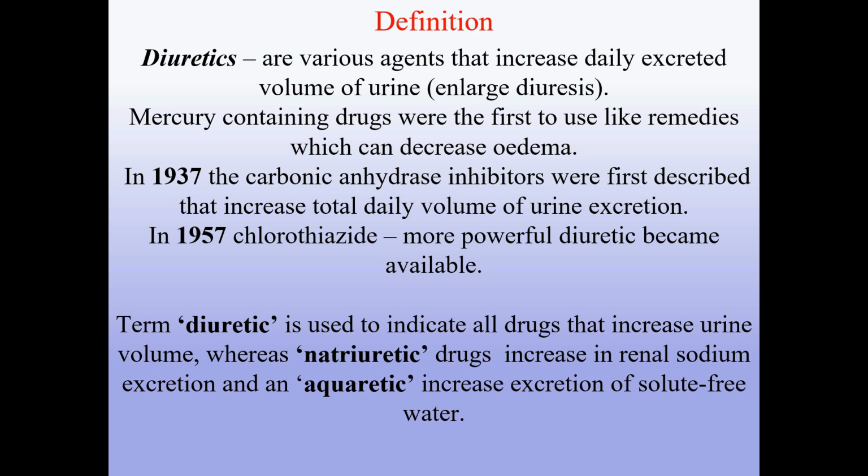Definitions: Diuretics are various agents that increase the daily excreted volume of urine, enlarging diuresis. Mercury-containing drugs were the first to be used as remedies that can decrease edema. In 1937, carbonic anhydrase inhibitors were first described, which increase the total daily volume of urine excretion. In 1957, chlorothiazide, a more powerful diuretic, became available.